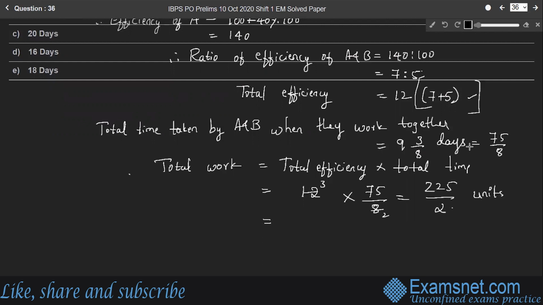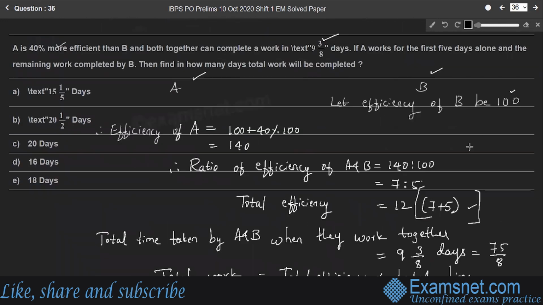Now we know the total work, and in the second part of the question, A worked for the first 5 days, so the time taken by A is 5 days. A works only for the first 5 days.